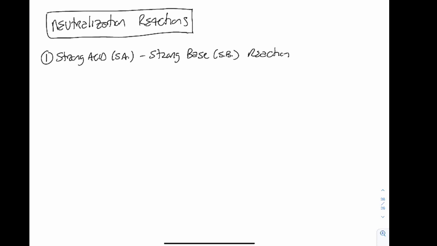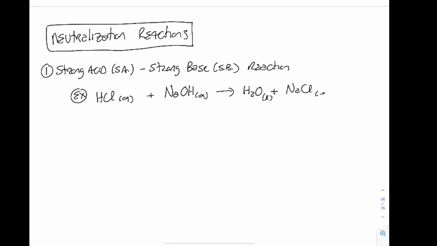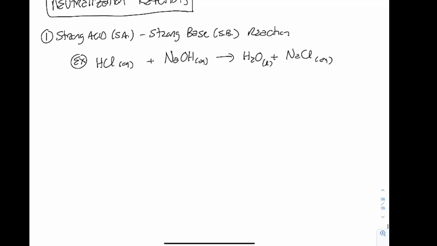So these were the ones that resulted in salts that were inert, right? Salts that led to a neutral solution. We had an example. We can use hydrochloric acid, one of our strong acids. I can react it with sodium hydroxide, one of my strong bases. And we form water plus sodium chloride. Water, a pure liquid, sodium chloride being soluble in water.